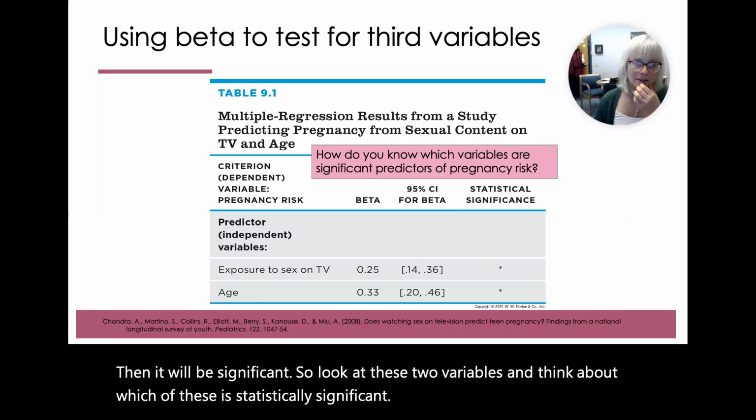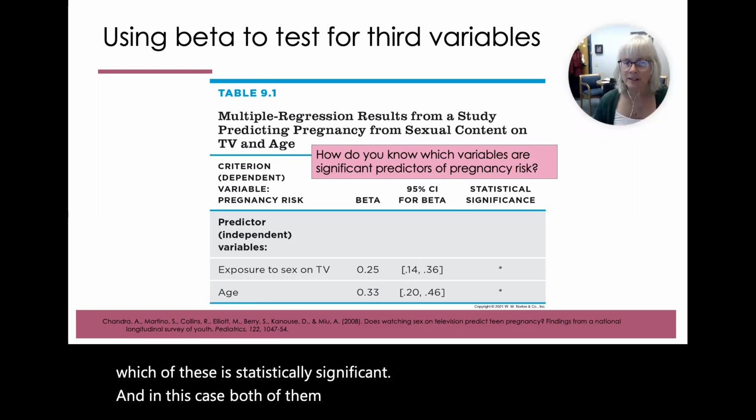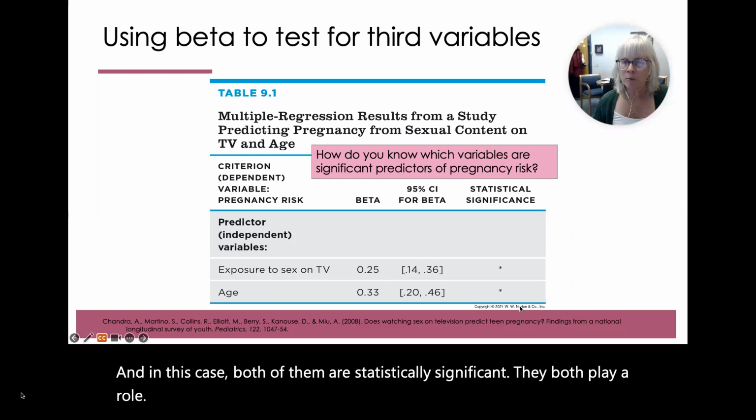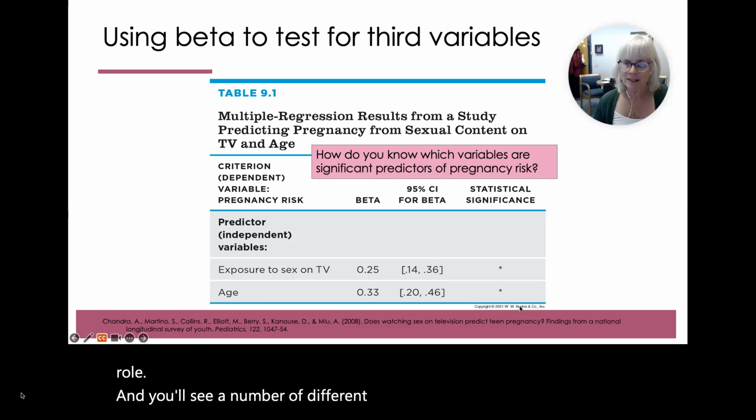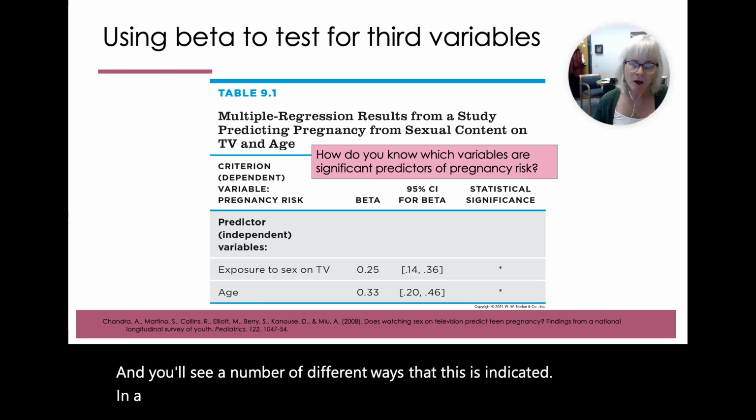And in this case, both of them are statistically significant. They both play a role. And you'll see a number of different ways that this is indicated in a journal article, often with an asterisk, though.